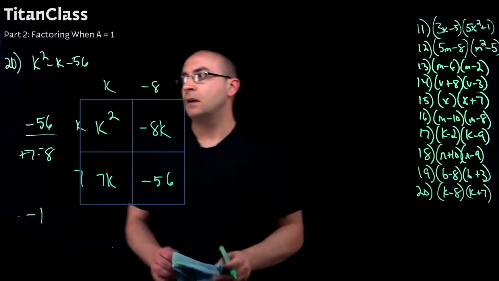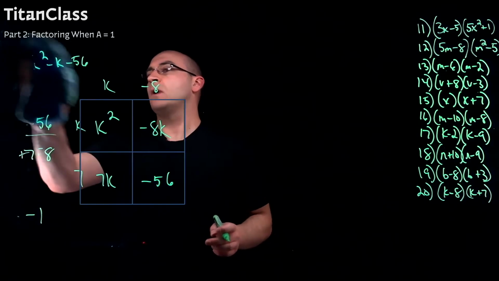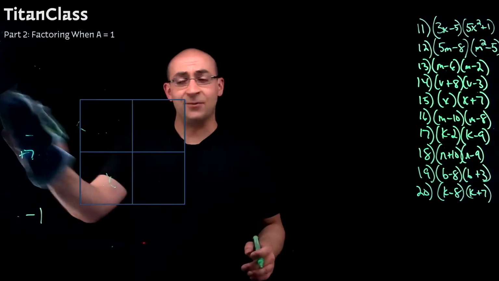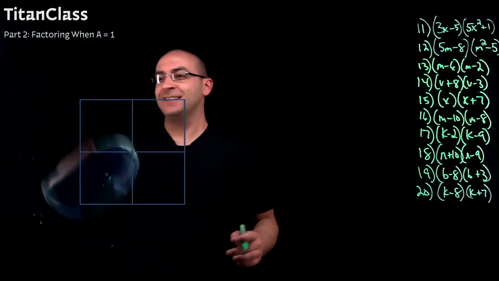Nice. All right, so we'll jump to 21. I'll erase this set of 10. Nearing the halfway mark. We're getting there, huh? Hope you're learning something.